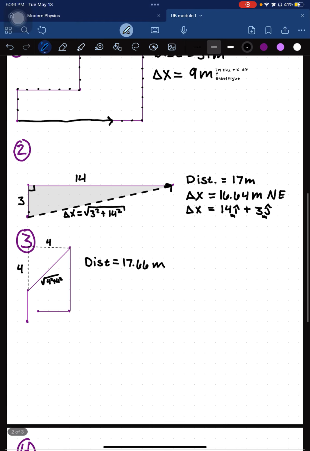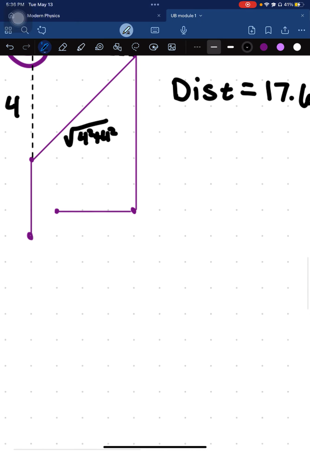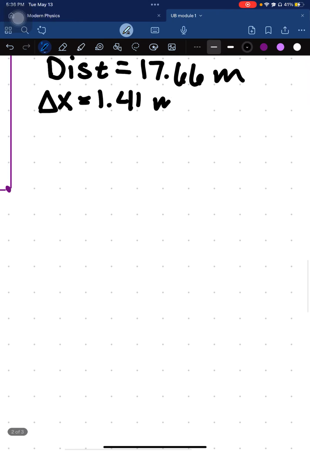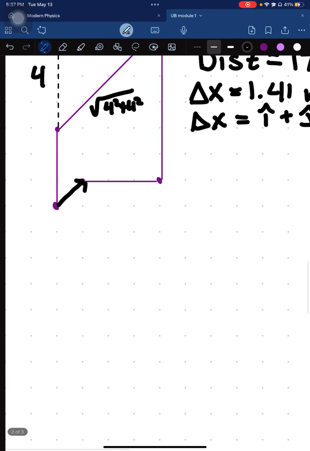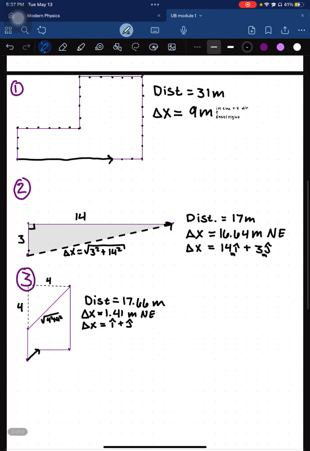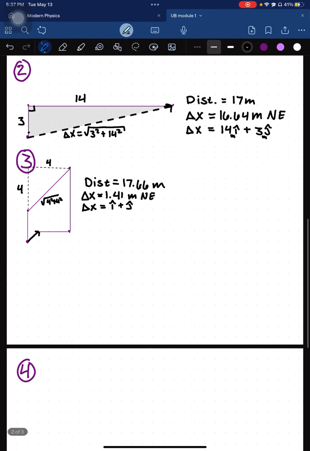Meters. Oops. Okay, or you could say delta x equals 1.41 because you would do this hypotenuse, square root of 2, 1.41 meters northeast, or delta x equals I hat plus j hat. Okay, and that's it for the distance versus displacement examples.